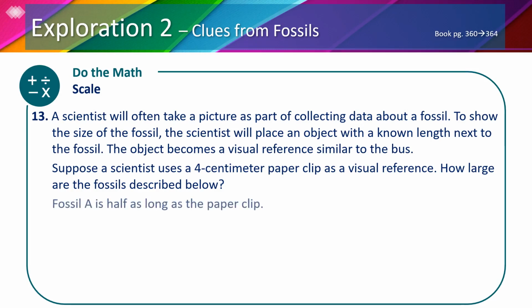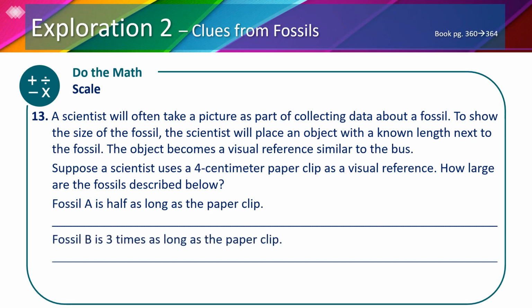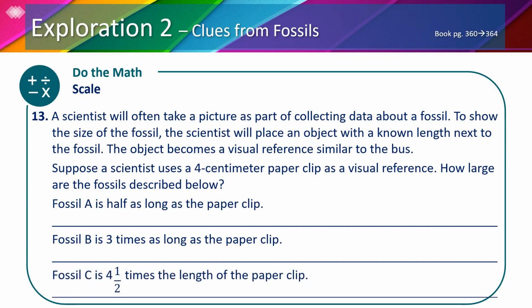Fossil A is half as long as the paperclip. Fossil B is 3 times as long as the paperclip, and fossil C is 4.5 times the length of the paperclip.